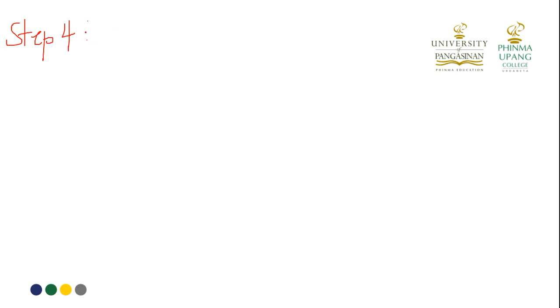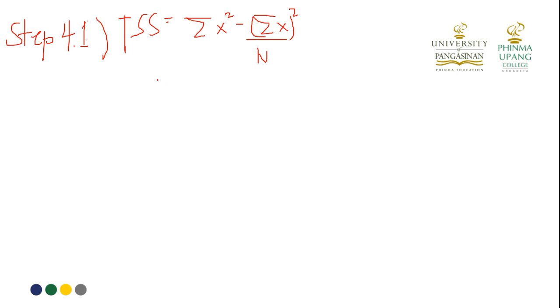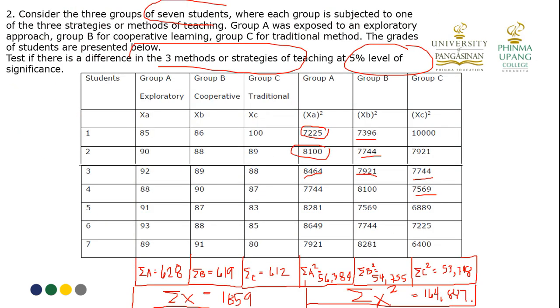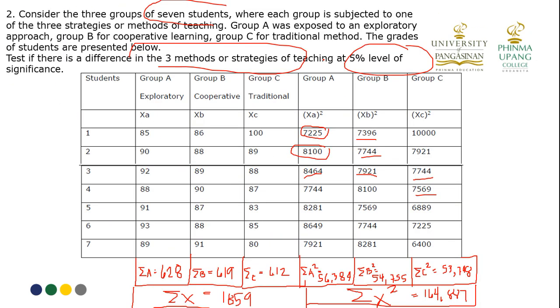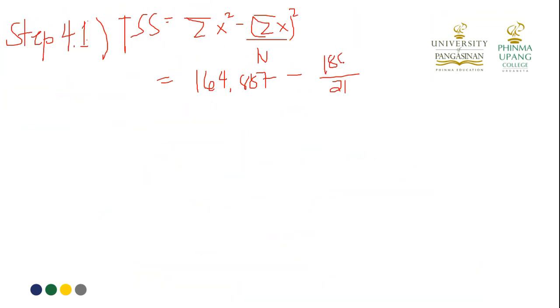Step number 4. Step 4.1. Summation of x squared minus the summation of your x quantity squared all over n. So, ilan yung total ng ating 164,887 minus, n is 21. Ilan yun kanina? 1,859. 1,859 squared. So, 4 decimal places po answer.